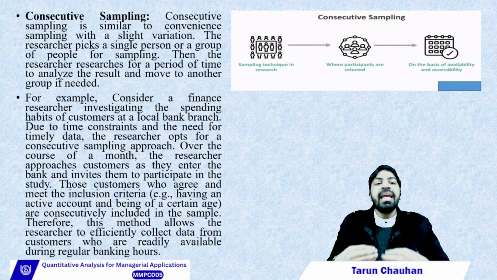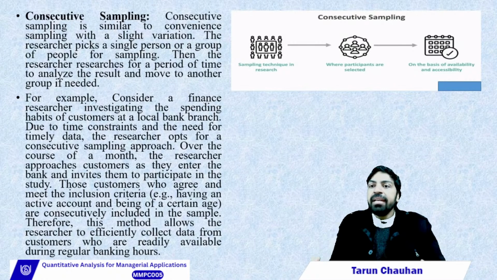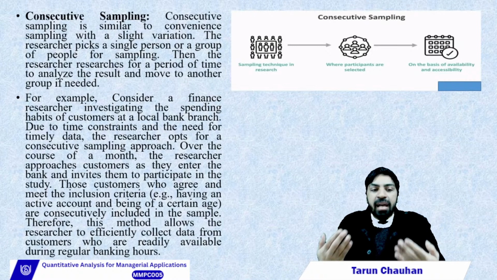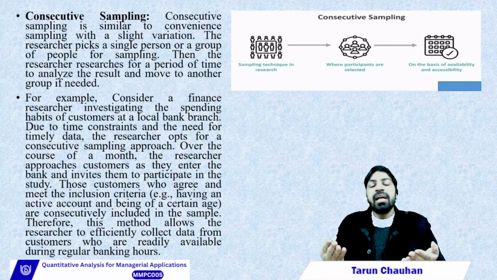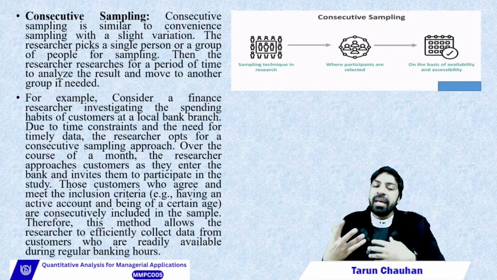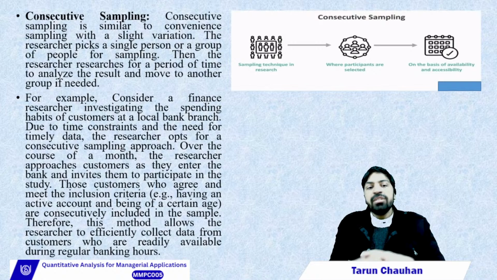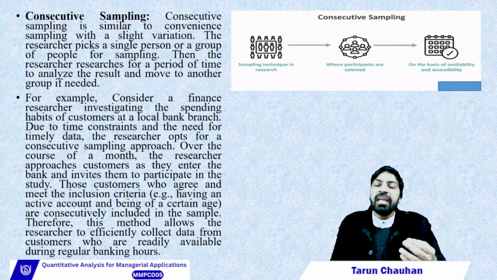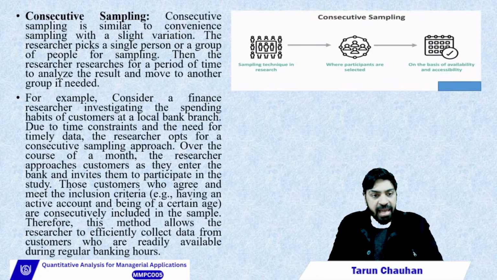That means they easily access the bank and invite the customers to participate in the study, and from those customers who easily agree or are available in the bank, the researcher will collect the data. They will use the data for their own research, analyze it and conclude the results. Automatically, those customers who agree and meet the inclusion criteria of the study, having an active account at the bank, are consequently included in the sample.